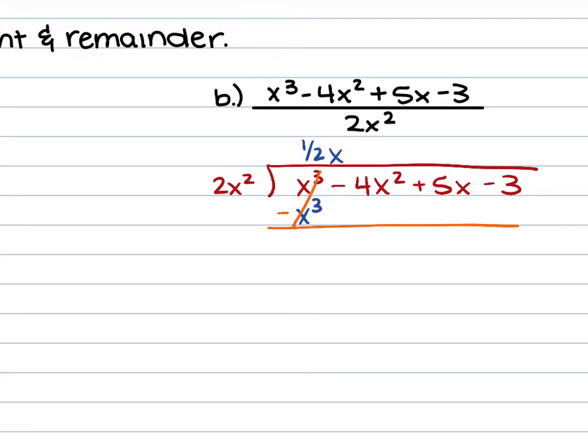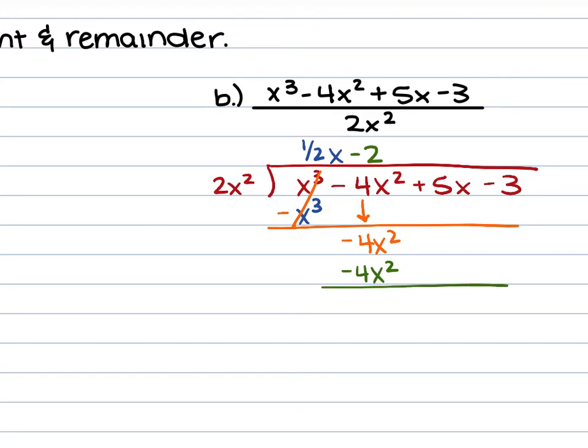We get 0, they cancel out. We bring down that negative 4x squared. From here, the 2x squared times what is negative 4x squared? Well, if we multiply it by negative 2, we get negative 4x squared.